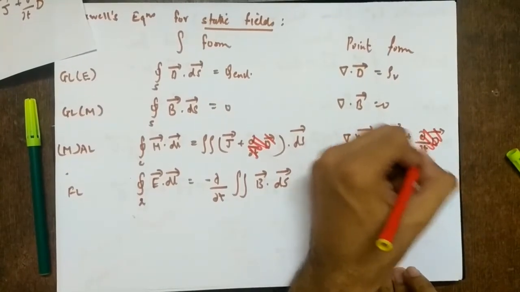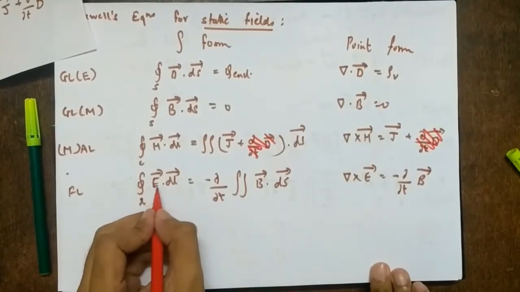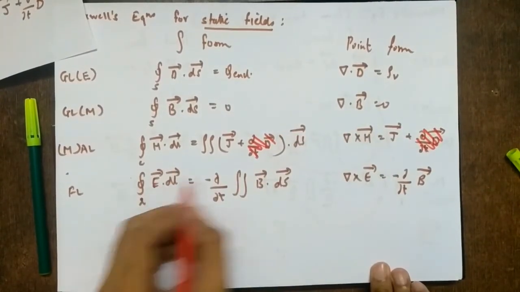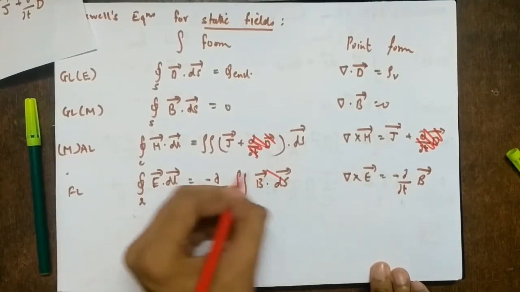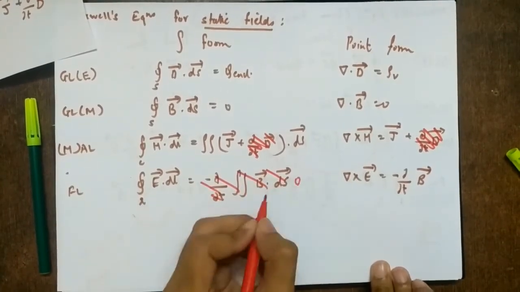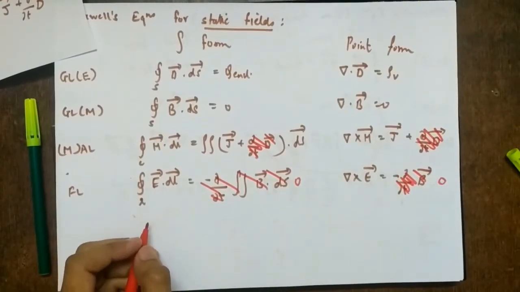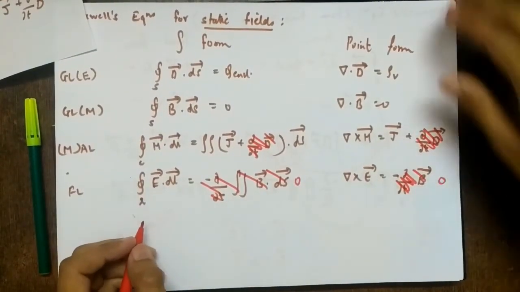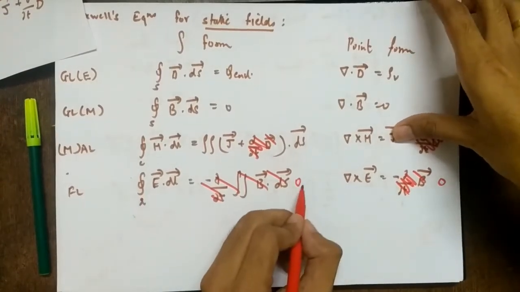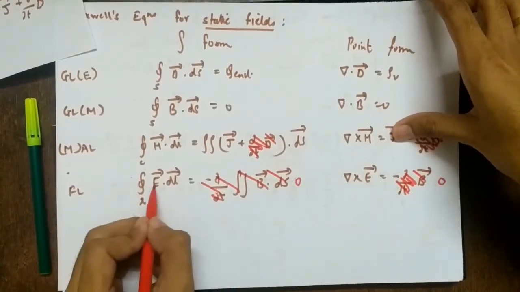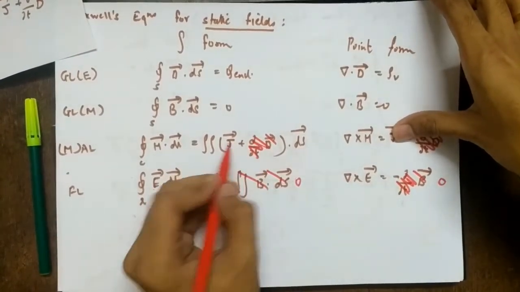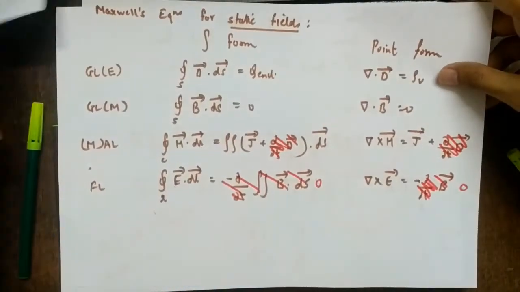So again this term will not be there. So again closed integral of E vector dot dl vector, this is del by del t, so this entire term will go away. So this will be what? 0. Similarly this will be 0. Right? So that is what I was saying. If there is no magnetic field, I will not have an electric field, and vice versa.